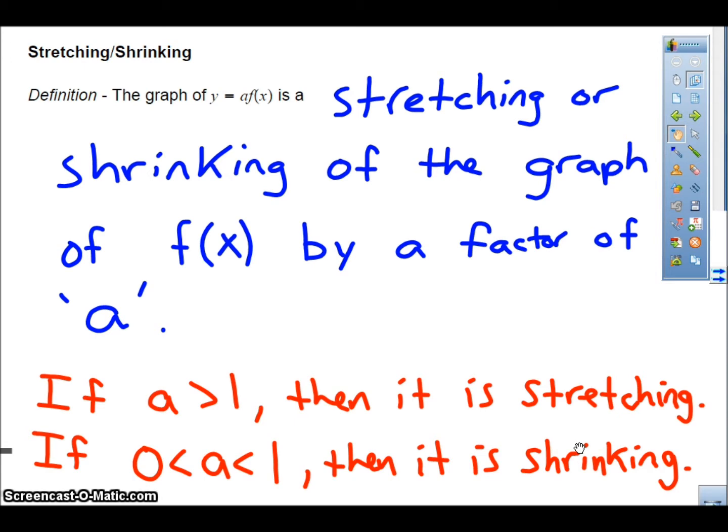And the reason we only start from 0 and we don't have any negative values is because if a were negative, the negative sign would be a reflection. So the negative sign wouldn't actually contribute to the stretching or shrinking. It would actually just flip the graph over.